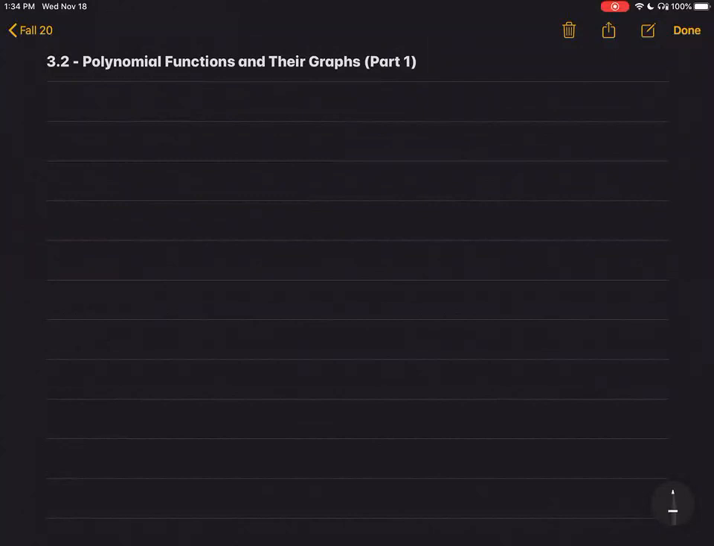Hello, everyone. Welcome to section 3.2, part 1. This section is on polynomial functions and their graphs. So first off, what is a polynomial function?